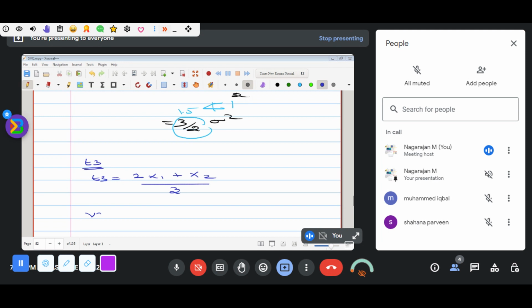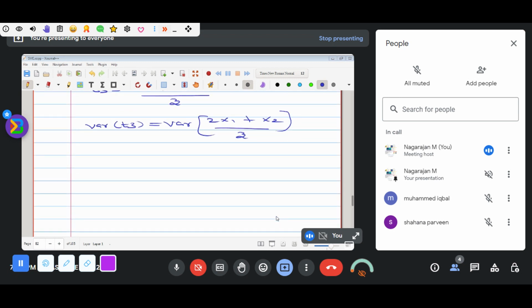Now we want to take the variance of T3. Variance of T3 equals variance of (2x1 plus x2) divided by 3. Taking the variances separately, that is equal to 2 by 3 the whole squared for the first variance, and for the second variance only 1 by 3 is there, therefore 1 by 3 squared times variance of x2.